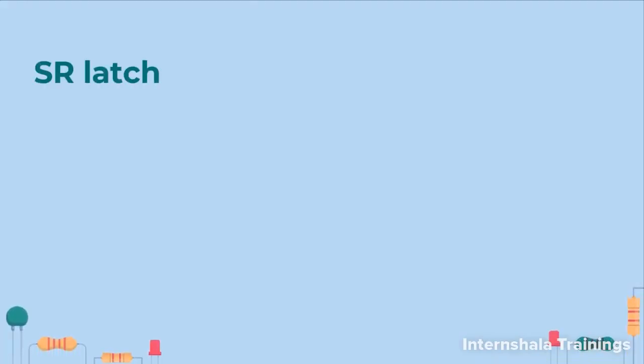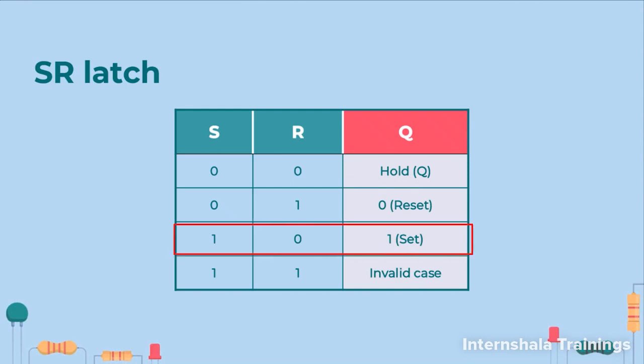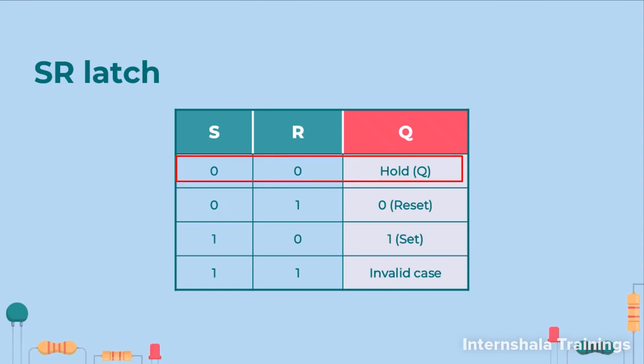Now let us have a look at the truth table of SR latch. We have two inputs S and R, and we have one output Q. When S is 0 and R is 1, we are allocating our output value to 0. When S is 1 and R is 0, we are allocating our output Q as 1. Now the hold condition is when S and R both are 0, 0.